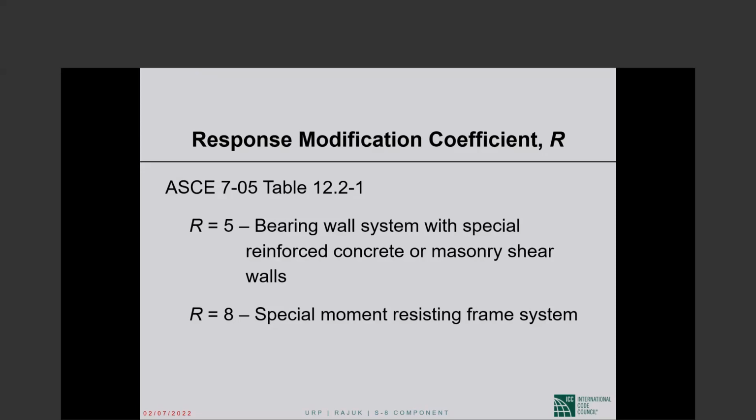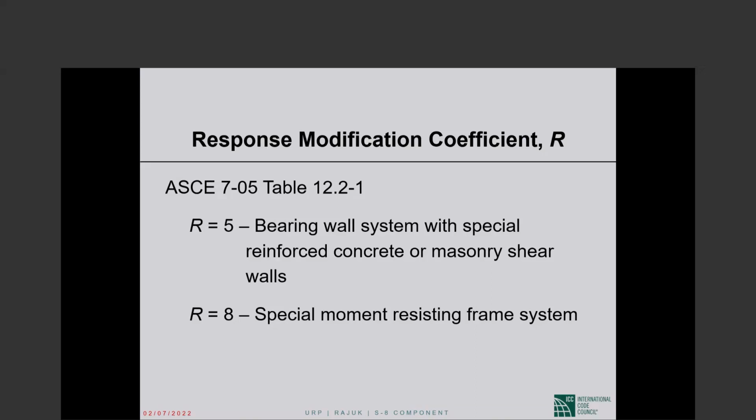The R is 5 for a bearing wall system, and I defined it for you the other day. It is a system where shear walls carry gravity loads as well as lateral loads. So R is 5 for a bearing wall system with special reinforced concrete or reinforced masonry shear walls. That is a benchmark value. And R is 8 for special moment frames of steel or concrete. That is another benchmark value. The other values were initially assigned by comparison with these two systems.